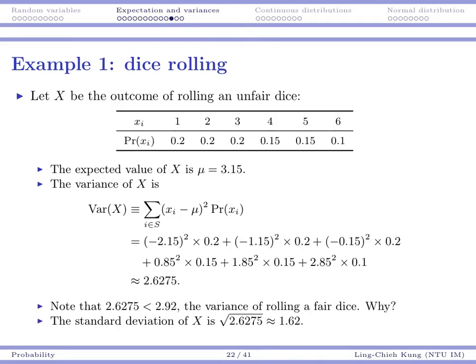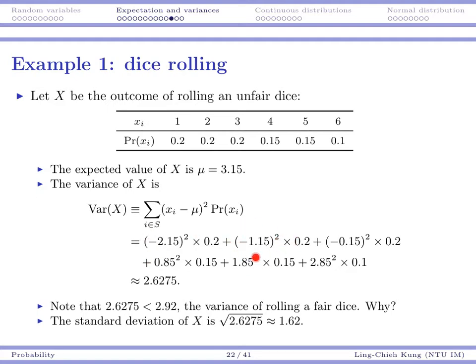We have another dice which is unfair, and the probabilities for small values to occur are higher. The expected value we know is 3.15. Now let's consider the variance. Again, we can use the formula and take each value 1, 2, 3, 4, 5, 6 and subtract mu from it. For example, for 1 the difference is negative 2.15, and for 2 it is negative 1.15.